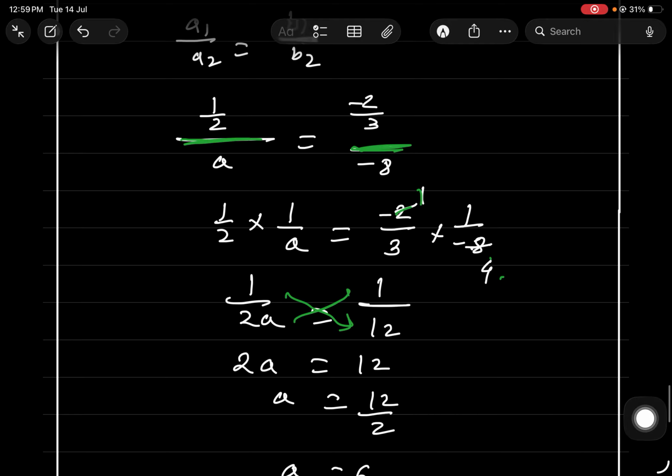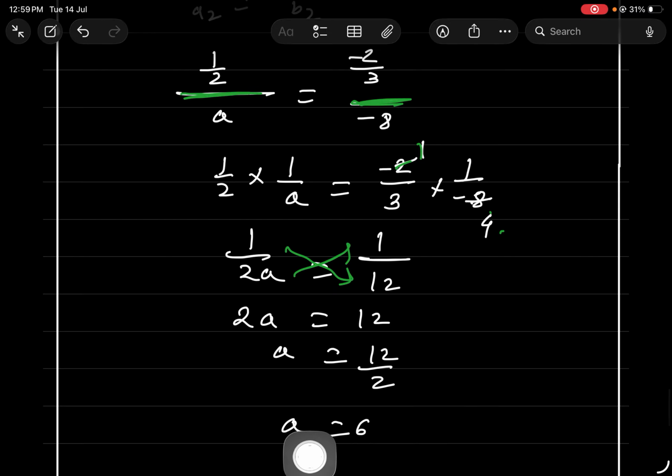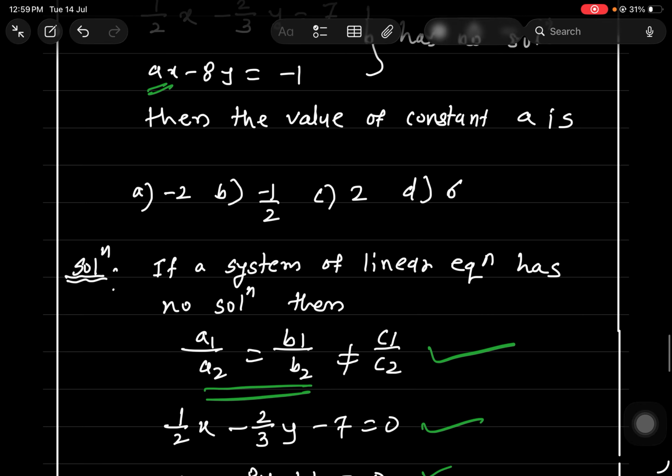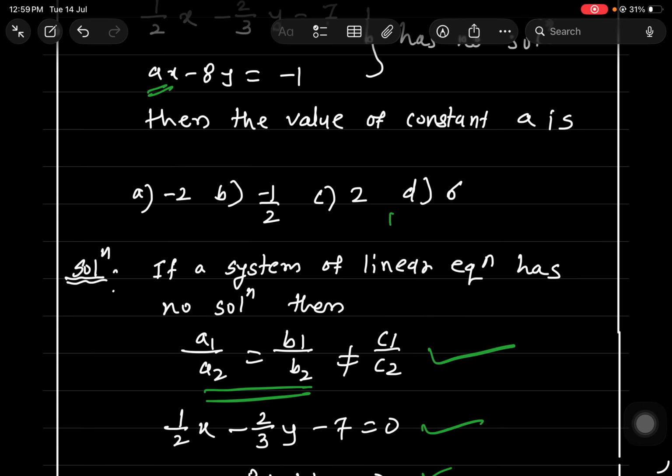Now cross multiplication: 2a equal to 12, a equal to 12 upon 2, so 2 sixes are 12, so a equal to 6. So a equal to 6, then you have to see the options, and your answer is option D. Here 6 is there.